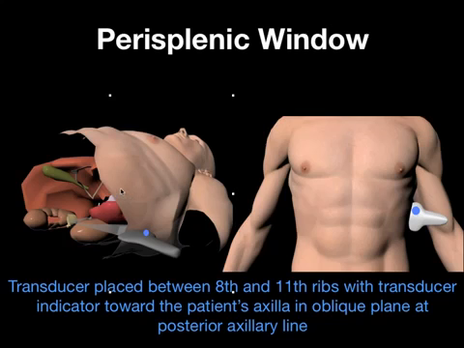Take a look now at the perisplenic window. This is going to be obtained by placing the transducer between the 8th and 11th ribs with the indicator directed towards the patient's axilla, meaning in a cephalad direction. You want to be in the intercostal space. Since the spleen provides a smaller sonographic window, you're going to have to stay closer to the posterior axillary line.